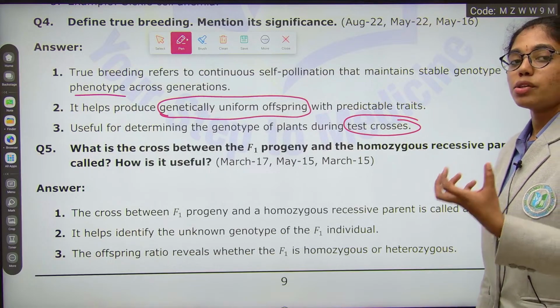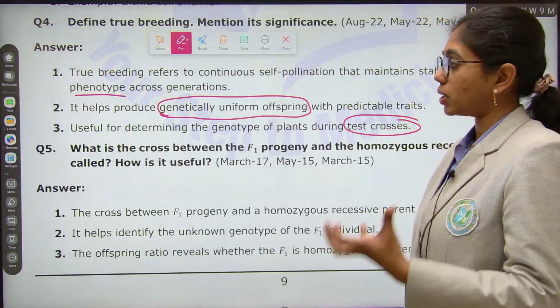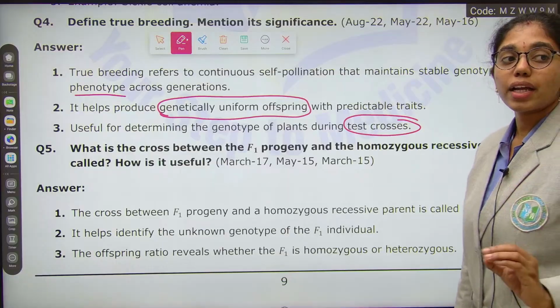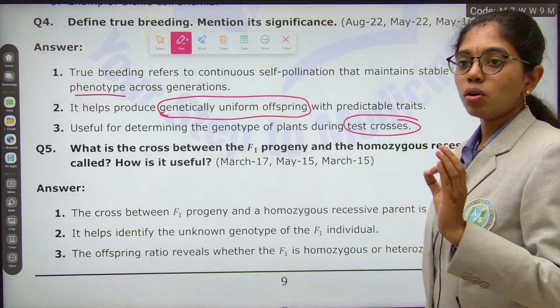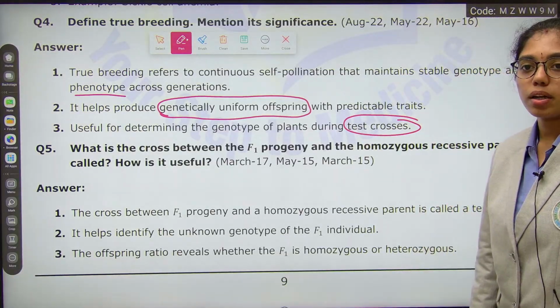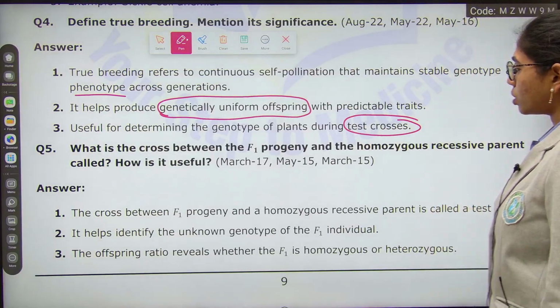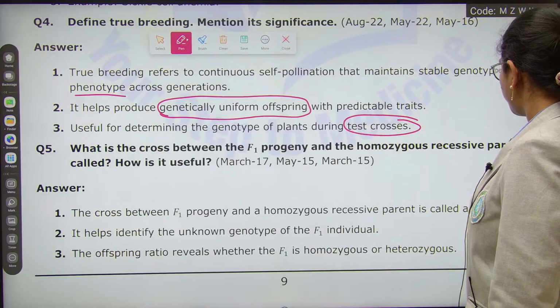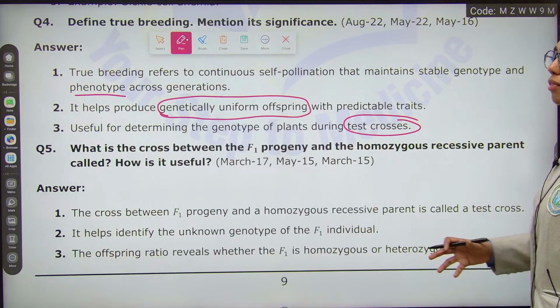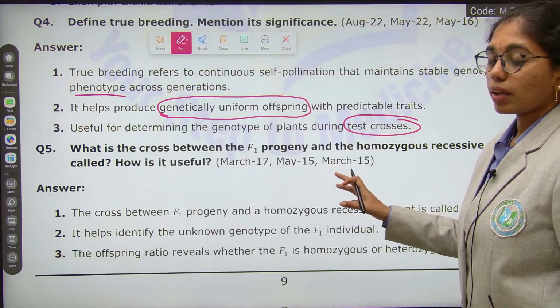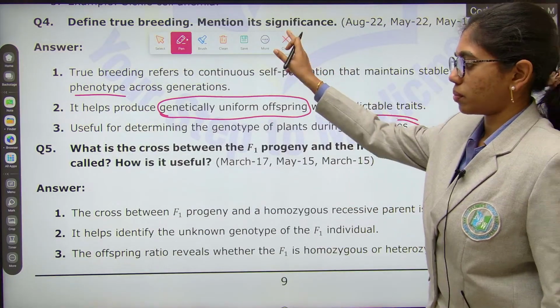So whenever you are mentioning the accurate points with respect to the concept, don't forget to highlight or underline the major terms which are involved in the question. Fine. And then, what is the cross between F1 progeny and homozygous recessive parent called? How is it used? Again, if you can see, multiple times asked question.